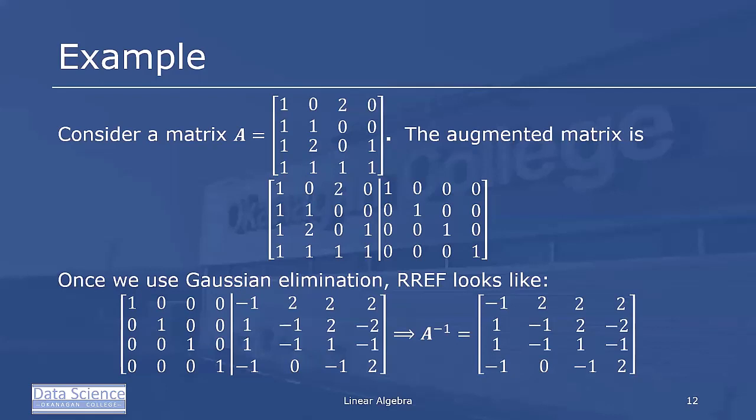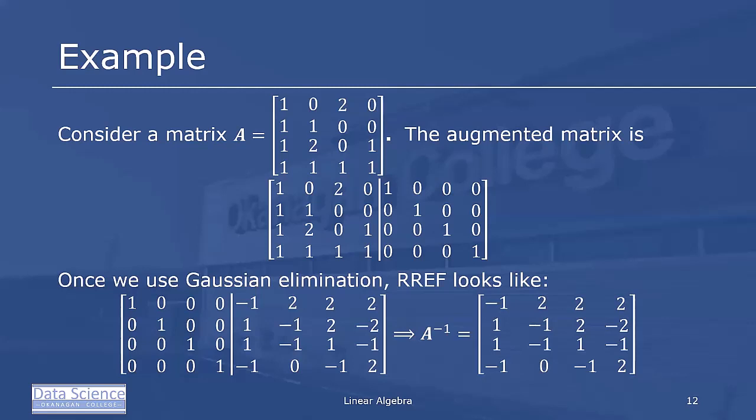As an example, consider the matrix A: 1, 0, 2, 0, 1, 1, 0, 0, 1, 2, 0, 1, 1, 1, 1, 1. When we augment this matrix with the identity matrix, we get that same matrix with a vertical line and then the 4x4 identity matrix beside it.